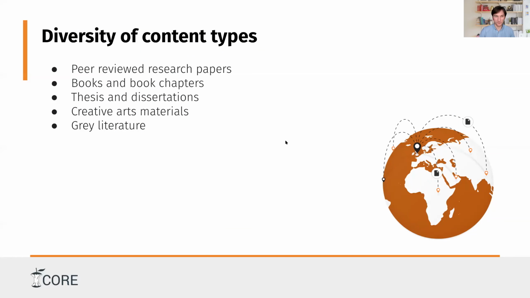What is in CORE? CORE contains a very diverse set of content. All this content is related to research, but it comprises peer-reviewed research papers, books, or textbooks related to research, theses and dissertations. We have creative arts materials. We've got grey literature. So we've got really quite a diversity of content, and we are therefore quite different from, let's say, the collection that you might expect to see if you wanted to search Crossref. Actually, a lot of the content that is in Crossref is not necessarily in CORE, and vice versa.